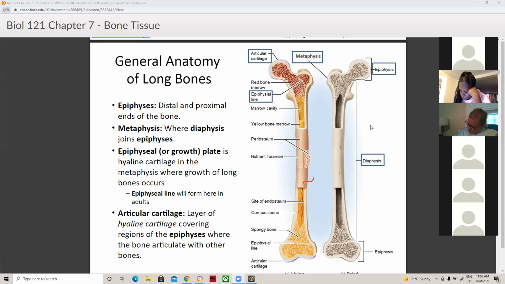The hyaline cartilage in the metaphysis is where growth of the long bones is going to occur, or we're going to get elongation of long bones. When growth of the long bone stops, an epiphyseal line will form here and seal these plates. So here's my epiphyseal line where my epiphyseal plate has formed.